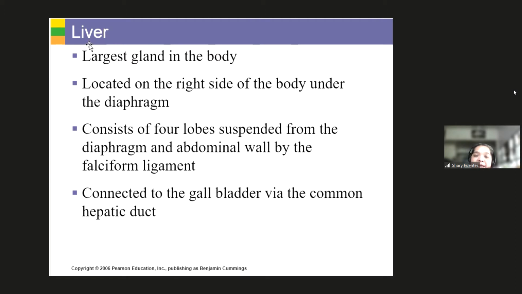Yung liver natin, from the word hepa, so ang kanilang mga cells are composed of hepatocytes. Hepatocytes, that's the name of the cells. Okay, and these are the cells that produce the bile. So the liver produces the bile. Okay, but the bile is stored in the gallbladder.